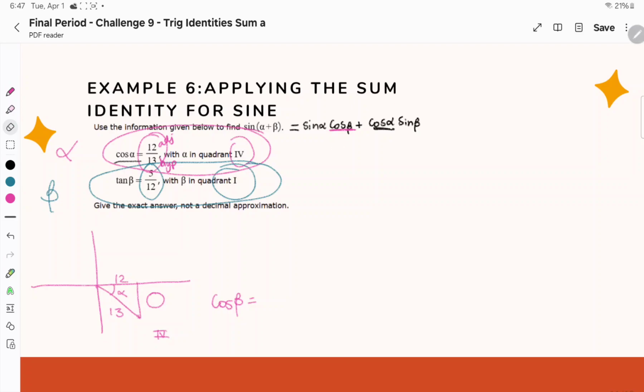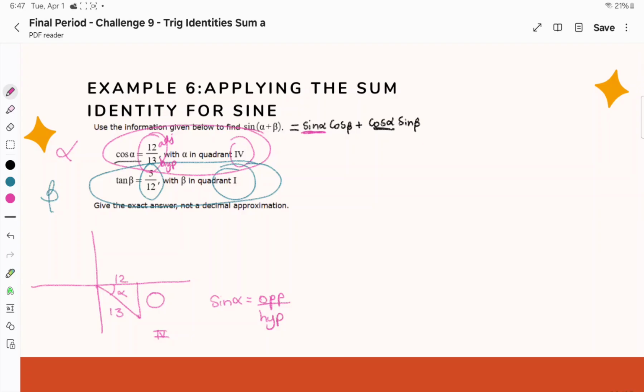I made a mistake. I said I need to find the cosine of beta, but I'm working with alpha, right? So I need to find the sine of alpha. So I need the opposite side of the angle, right? So to find sine of alpha, I need the opposite side, and I need to divide it by the hypotenuse, but I don't have the opposite side. How do I find it? I'm going to use the Pythagorean theorem.